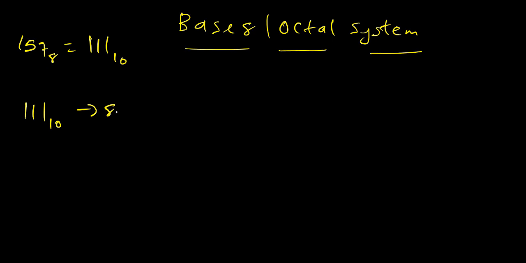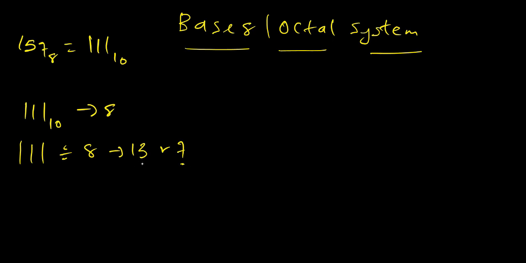When we're converting from base 10 to any base, what you simply need to do is divide by the base, and then you want to keep the remainder. Make sure you keep the remainders. Let's see how this works. We have 111 divided by 8. This is equal to 13, remainder 7. We're going to keep this remainder.